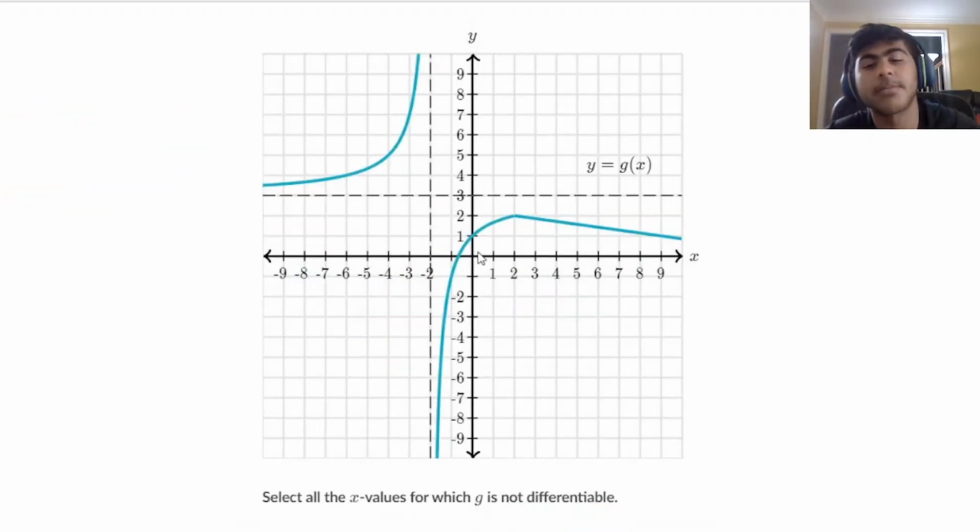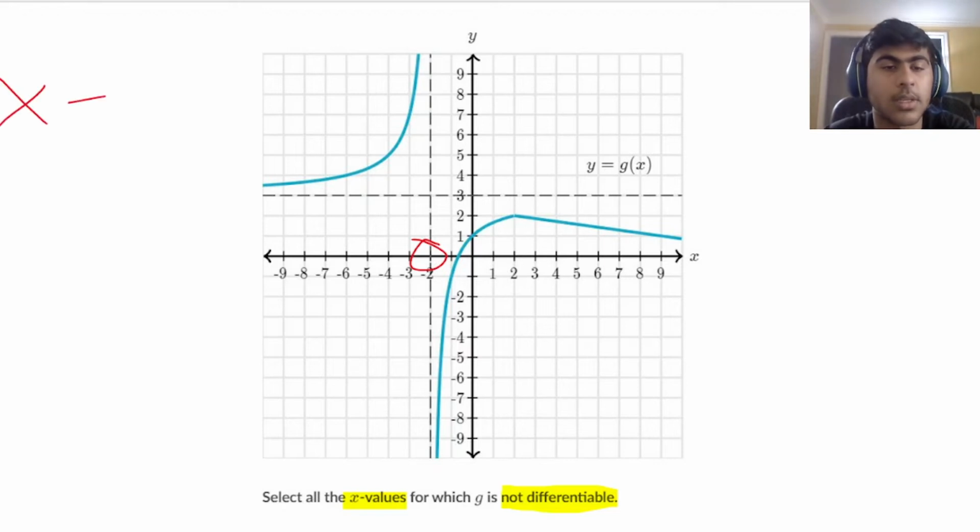Let's keep going. All right, we have another graph. We're asked the same question. Select all the x values for which we are not differentiable. How are we going to do this? Well, we can see that at x equals negative 2, we have an asymptotic discontinuity, an infinite discontinuity. So therefore, we're not continuous, we're not differentiable. So x equals negative 2.